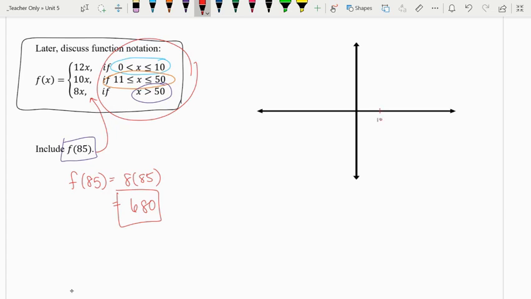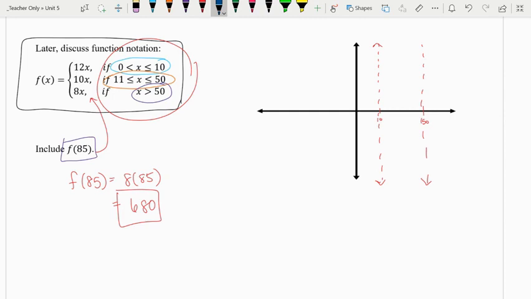So what this would look like if we were to graph this, we would have something between 0 and 10, and this would be one of our barriers. And then we would have a different price between 11 and 50. And then we would have a different price from there on out. So it would look a little bit different. I'm just kind of estimating this.